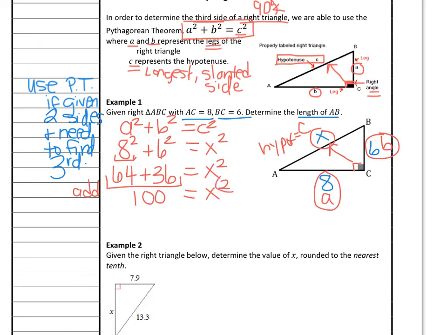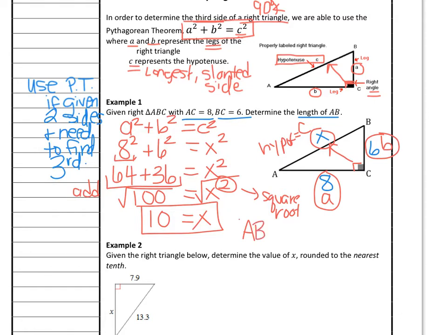And then how do we get rid of the x squared? What's the opposite of squaring? It's to square root both sides. So we square root the right side and square root the left side. The square root of 100 is what number times itself is 100, and that equals 10. So our hypotenuse is equal to 10. I always like to rewrite that our side length, AB, that we solved for is 10 as our final answer.